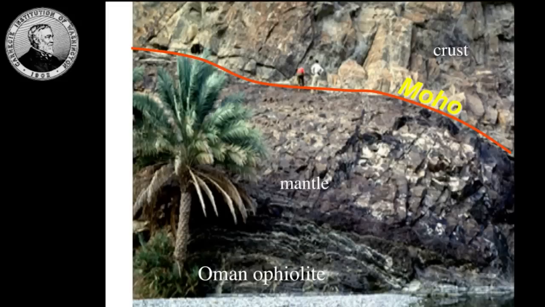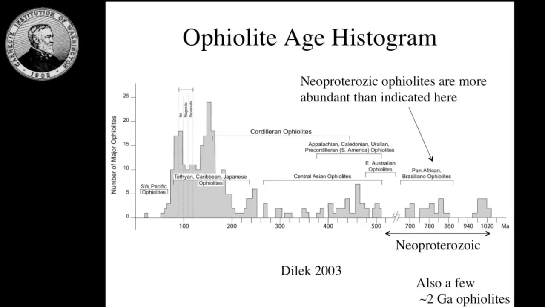So here's an example with people for scale. This is in Oman, and that's the Moho, the boundary between the crust above and the mantle below. It sort of tells you how important these things are, that we actually get to walk around on the Moho. This is Yildirim Dilek's compilation of ophiolites from 2003. We can update it, somebody should.